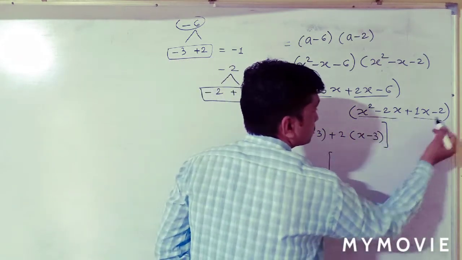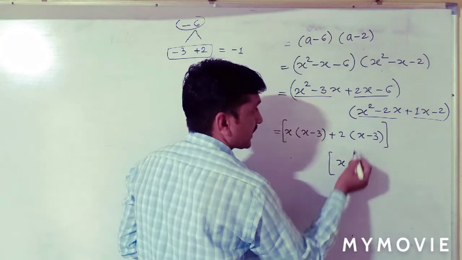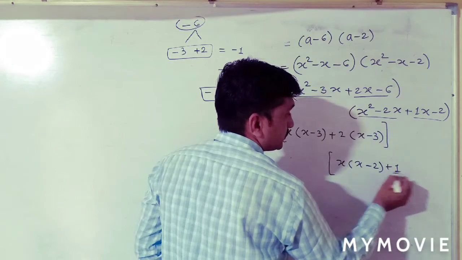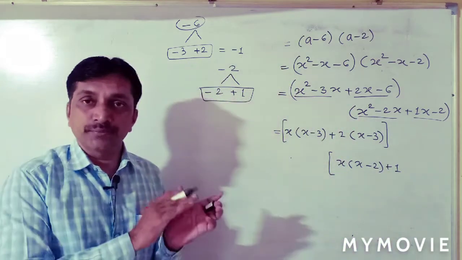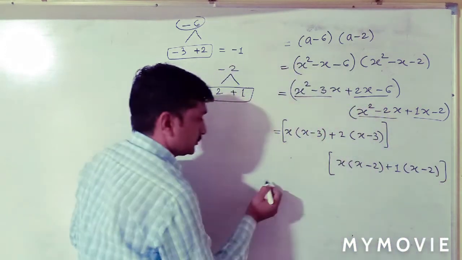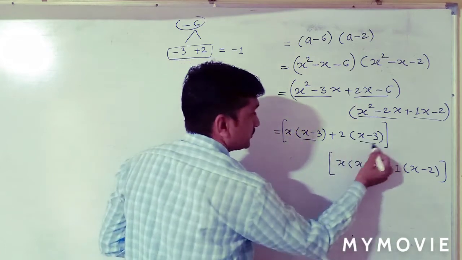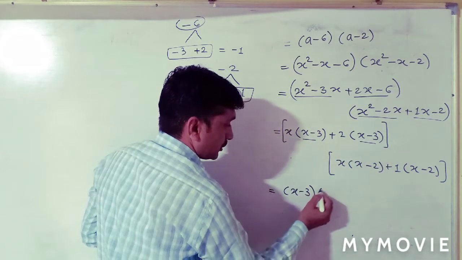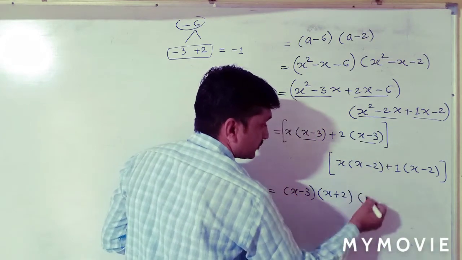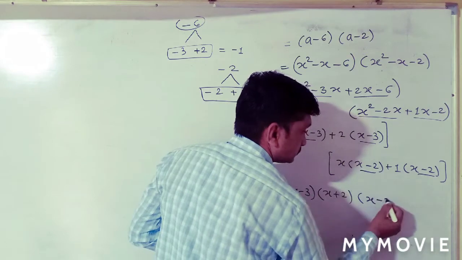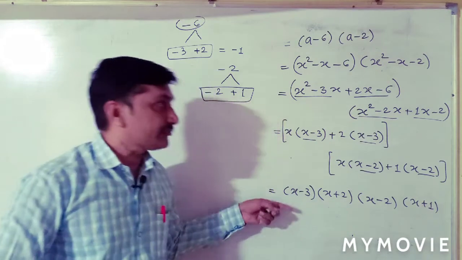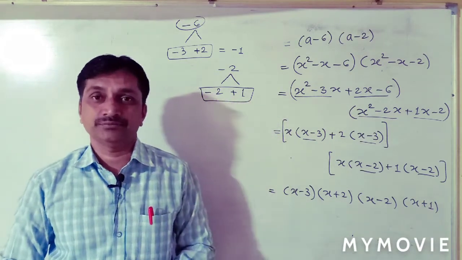Here also there is a common term. What is common in them? x in the bracket. What is uncommon? x minus 2. What is common here? Plus 1. When we write plus 1 common, then the terms will be as it is, x minus 2. It is equal to: now the common bracket is x minus 3, the uncommon bracket is x plus 2. In this, the common bracket is x minus 2, the uncommon is x plus 1. And these are the factors of that polynomial now.